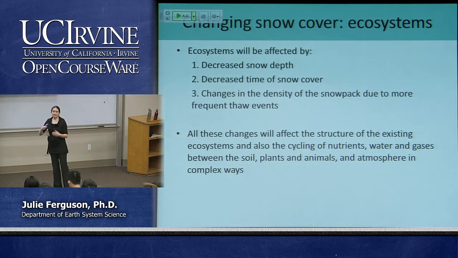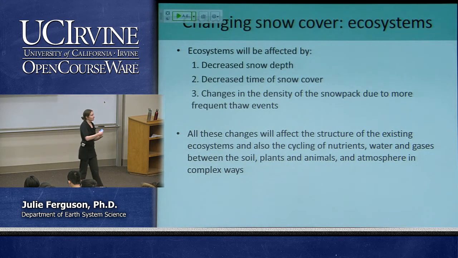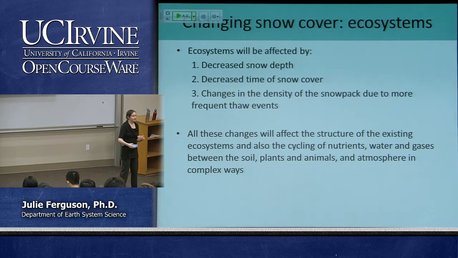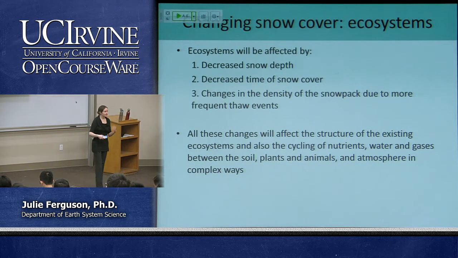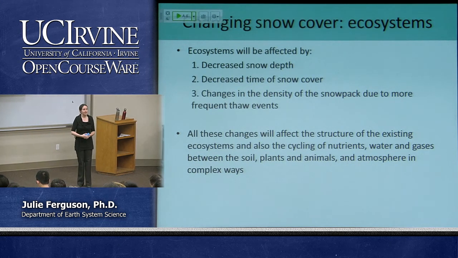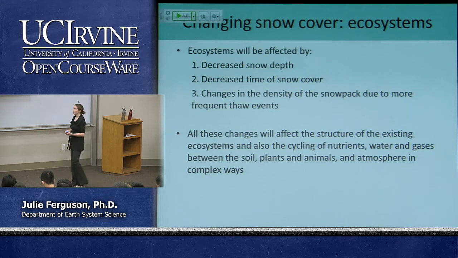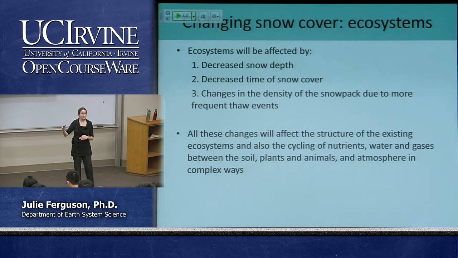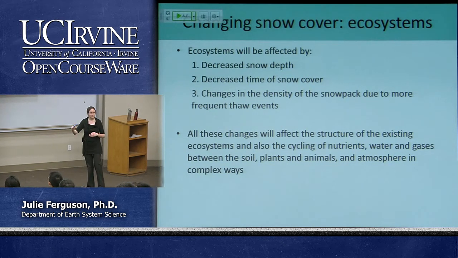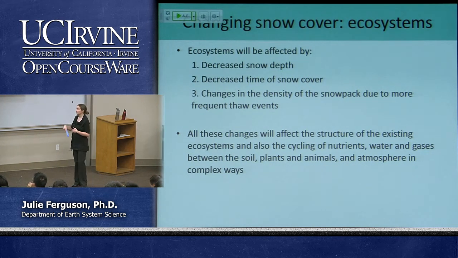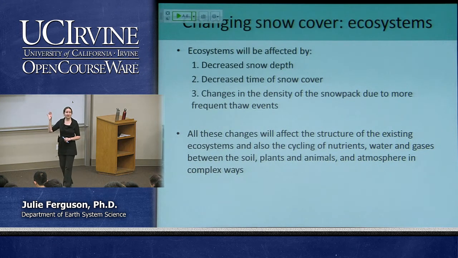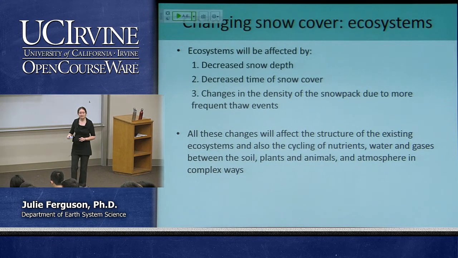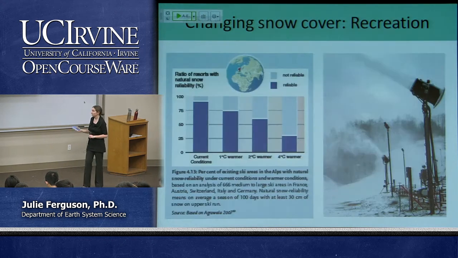But all of these changes that are happening, how well your ecosystem adapts will depend on where you are and on what your ecosystem does and how it usually functions. I wanted to make the point that all of these changes will affect the structure of the existing ecosystem, not only the different animals and plants that are there, but also the cycling of nutrients, water, and gases. So it's a pretty complex system, and we're interested to see how this might change.